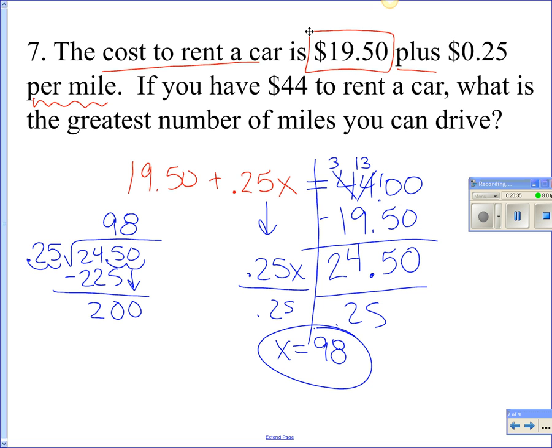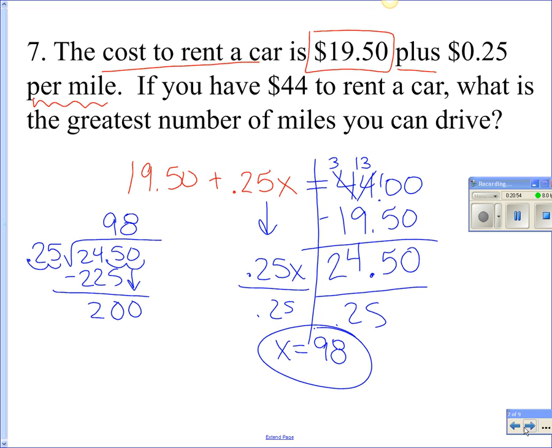No, so that is only on multiplication. I know it's hard to keep them all straight. Only on multiplication do you have to move the decimal back. Okay? Can anybody tell me what 98 is? Very good. It's how many miles you can drive if you have $44.